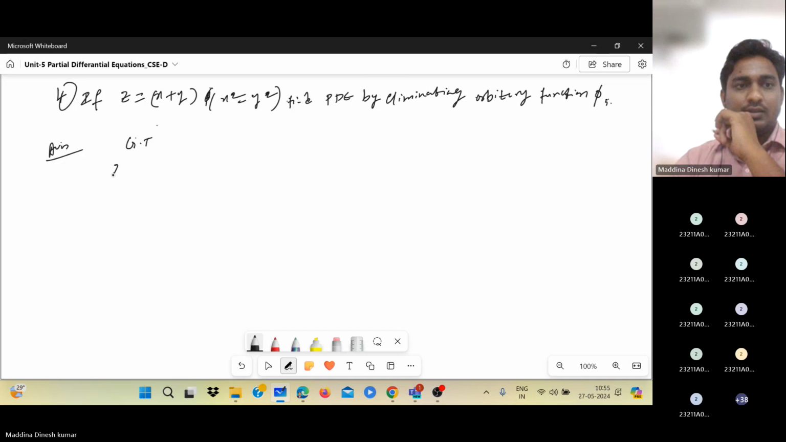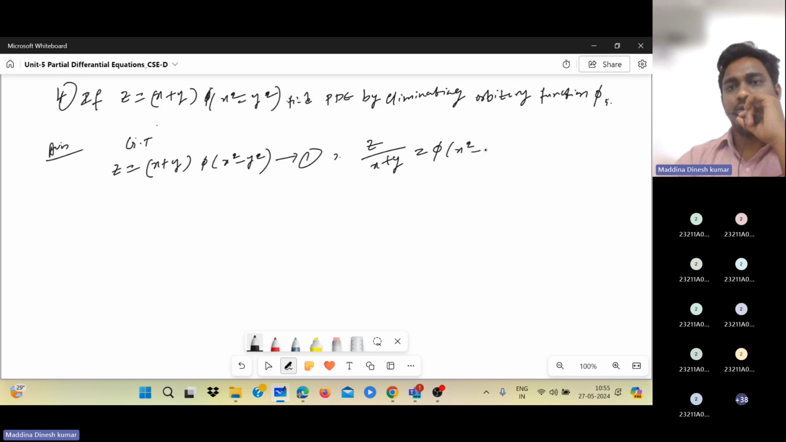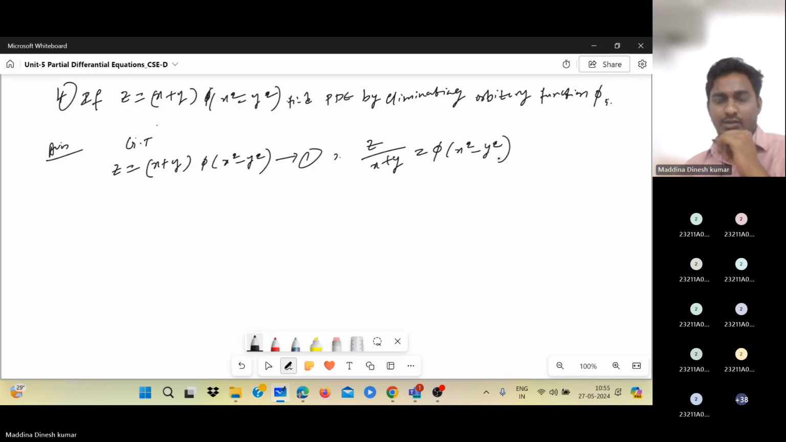Given that z equal to x plus y into phi of x square minus y square, it is equation number 1. So that one, z by x plus y equals phi of x square minus y square. That means if anywhere phi is there, in that place we can write z by x plus y, in upcoming equations.